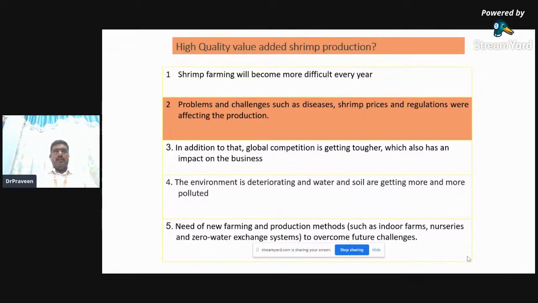And in another way, the environment is deteriorating day by day. Our water and soils are getting more and more polluted, because continuous crops are causing all these problems for us. So now farmers are in a very difficult time to produce value-added shrimp. For that, we depend on farming technologies. New production methods are being developed, such as indoor farms, nurseries, zero water exchange methods, biofloc methods, like that. Day by day, more new methods are coming to overcome all these challenges.